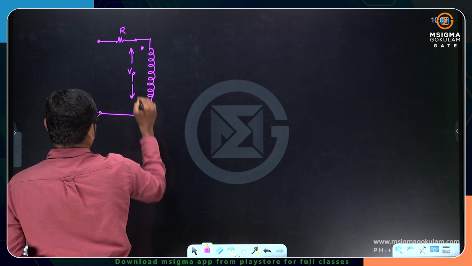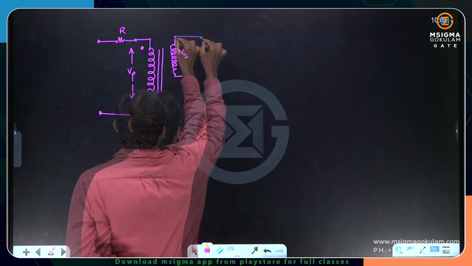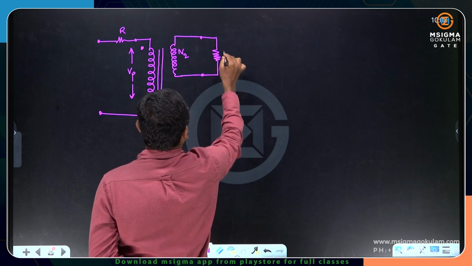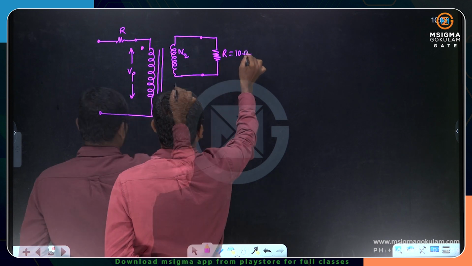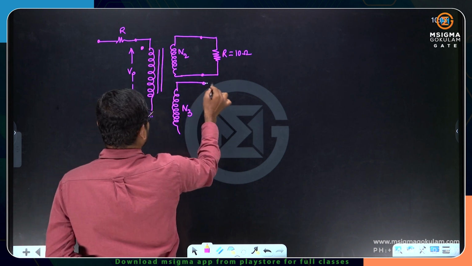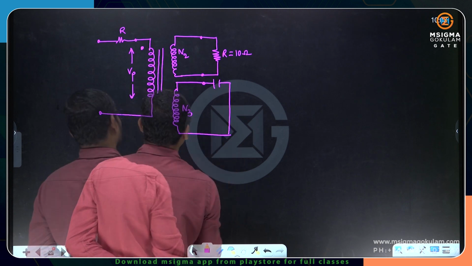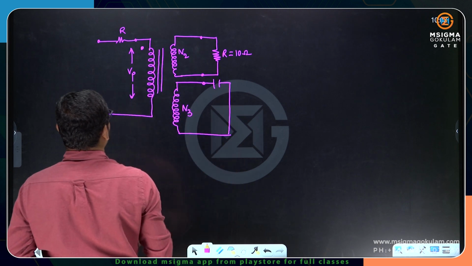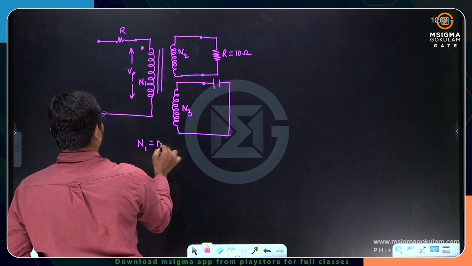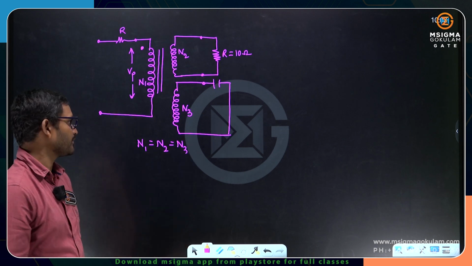Maybe Vp is nothing but the primary, and here we have one winding, N2, and this N2 is shorted with a resistor R of 10 ohms, and we have one more winding N3. All the turns ratios are the same. By the way, this N3 is shorted with a capacitor of 15 microfarads. N1, N2, N3 values are all the same. Turns ratios are the same. Okay.